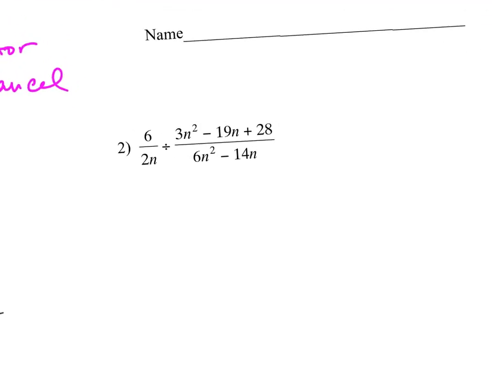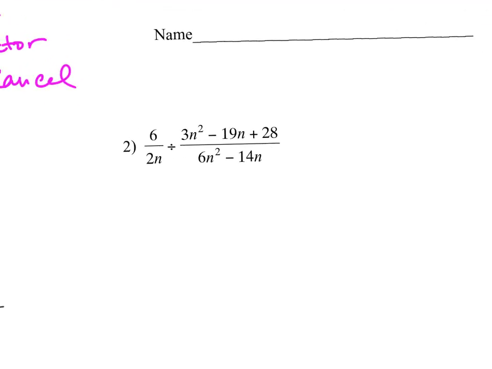I'm going to do number 2. All right, so number 1, I'm going to change it to a multiplication problem. So I'm going to make this 6 over 2n times, right? I changed the division to multiplication, and then I flip the other one that follows over. Okay, next I'm going to factor whatever I possibly can.